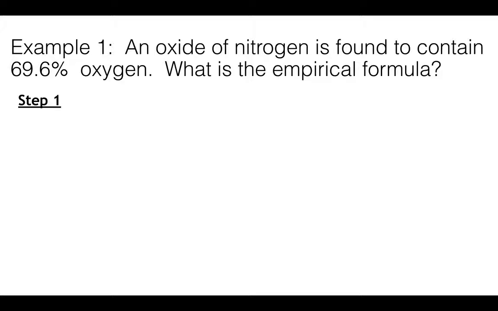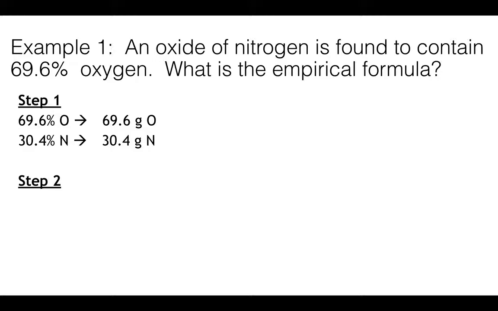Example number 1. An oxide of nitrogen is found to contain 69.6% oxygen. What is the empirical formula? Well, we have 69.6% oxygen, so we're going to change the percent to grams. So we're going to have 69.6 grams of oxygen. If we have 69.6% oxygen, how much nitrogen do we have? Well, we're just going to take 100 minus 69.6 to give us 30.4% nitrogen. Again, we change that percent to grams, so we have 30.4 grams of nitrogen.